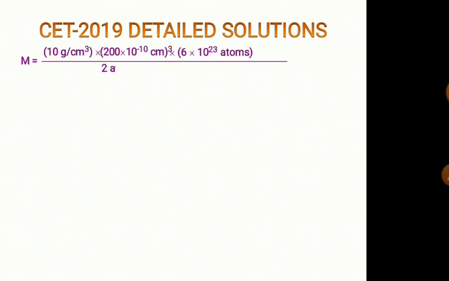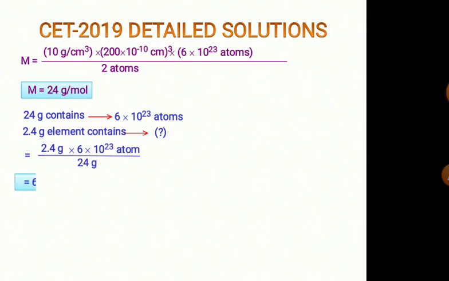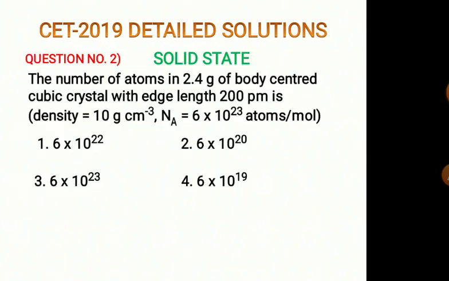Substitute all those values in the given formula. So you are going to get 24 gram per mole. So 24 grams contains 6 into 10 to the power 23 atoms. So 2.4 gram element contains how much? Yes, solve this. You will get the answer 6 into 10 to the power 22 atoms. Hence the answer is the first option.